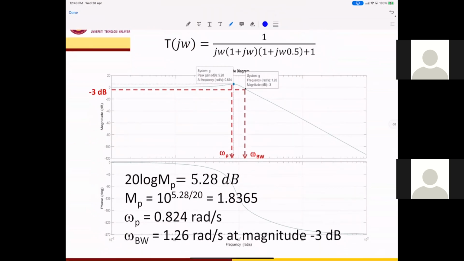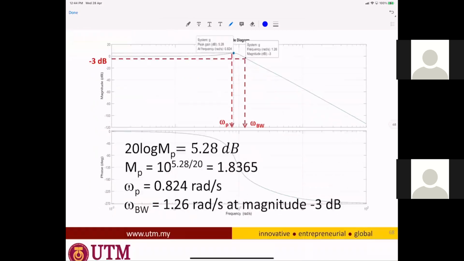The 20 log M is 5.28 decibel from the graph. Then I asked Lukman, what is the value of MP without decibels? So we're using anti-log, 10 power of 5.28 divided by 20. Then we obtain 1.8365. The peak frequency is 0.824 radian per second, and at minus 3 dB, we scan using our mouse. Then we obtain minus 3 dB at the bandwidth 1.26 radian per second. Can you digest this?